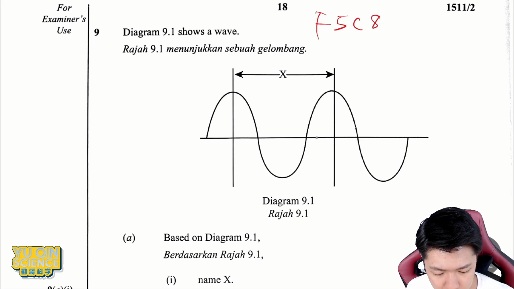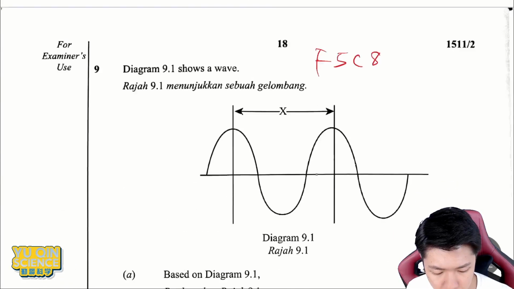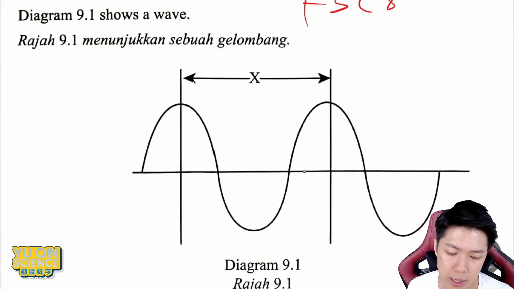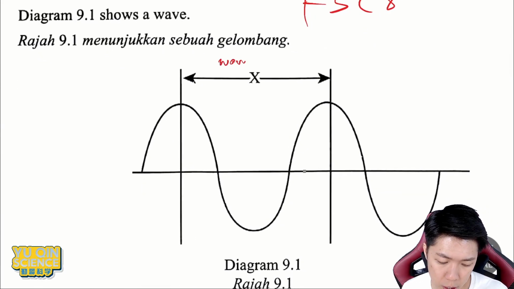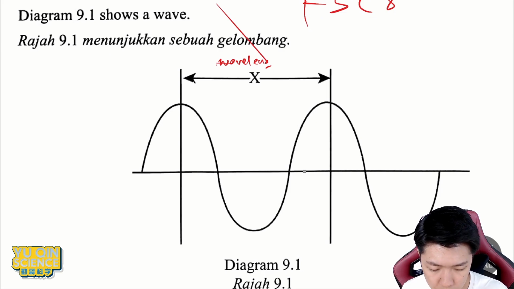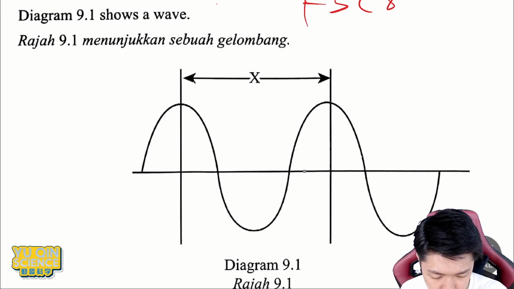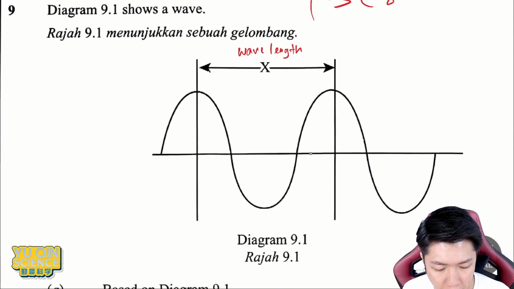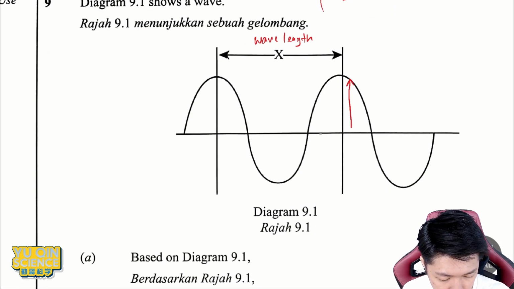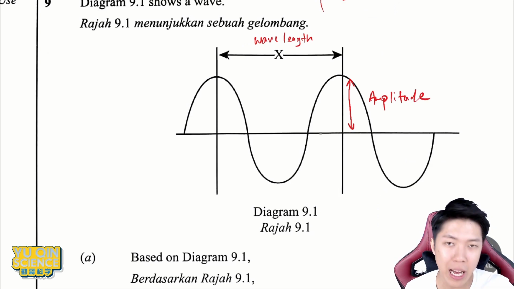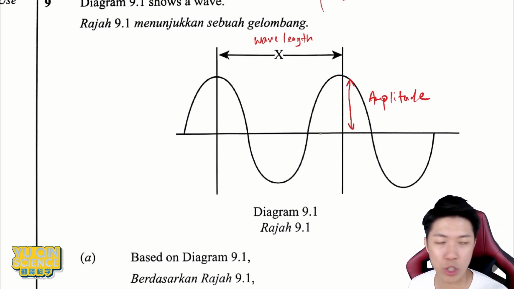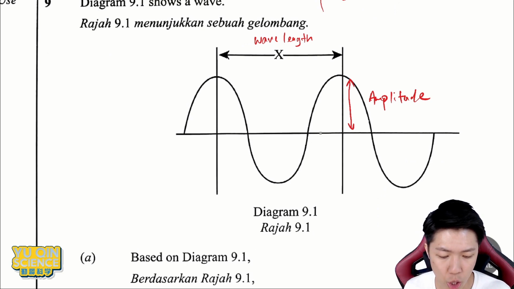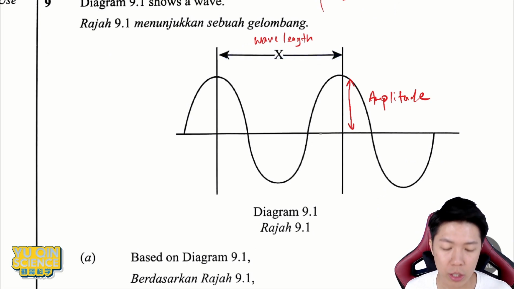All right. First one, what do we have? Name X. So this is called a wavelength. Since we're here, let's label everything. This is called a wavelength. And this is called the amplitude. How tall is the wave, or how tall is the mountain? It's called the amplitude. How long is it between two mountains? That's called the wavelength.